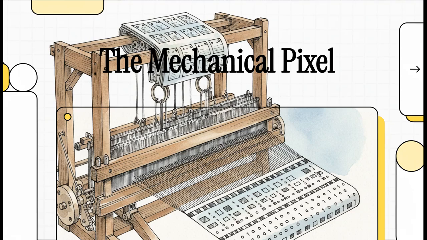Long before we had computers, there was a machine that, in a way, learned to think using thread. In this explainer, we're going to dive into this absolutely revolutionary 19th century invention that used a kind of binary code to weave these impossibly complex images. It really laid the groundwork for our entire digital world.